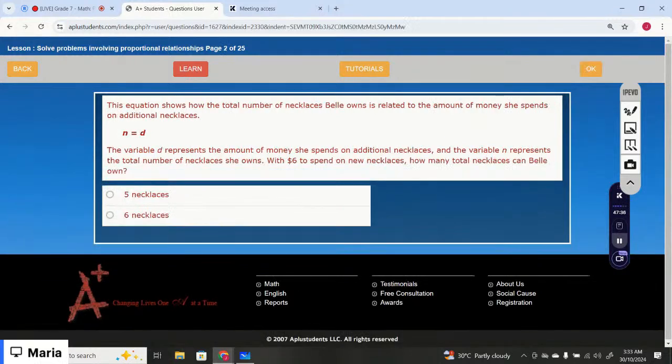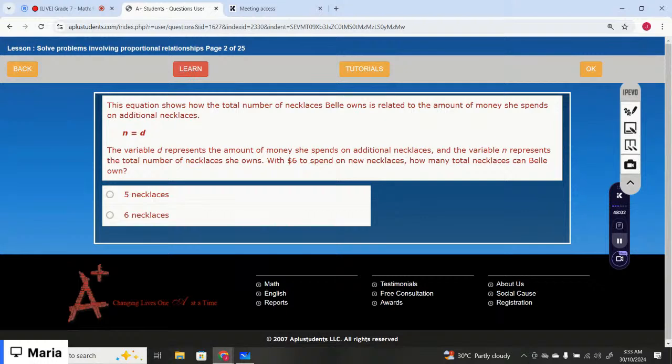This equation shows how the total number of necklaces Ballet owns is related to the amount of money she spent on the additional necklaces. n equals d. The variable d represents the amount of money she spends on additional necklaces, and the variable n represents the total number of necklaces she owns. With $6 to spend on new necklaces, how many total necklaces can Ballet own? So, which is the correct option?